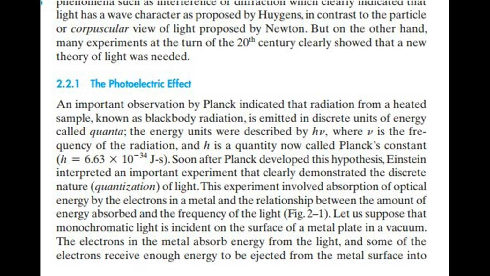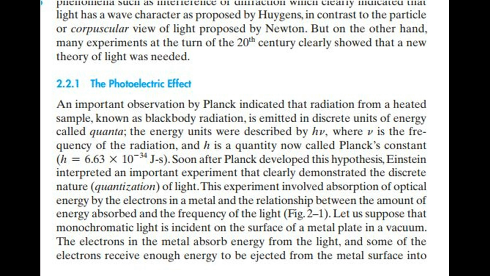An important observation by Planck indicated that radiation from a heated sample, known as blackbody radiation, is emitted in discrete units of energy called quanta. The energy units were described by hν, where ν is the frequency of the radiation, and h is a quantity now called Planck's constant, h equals 6.63 × 10^-34 J·s.